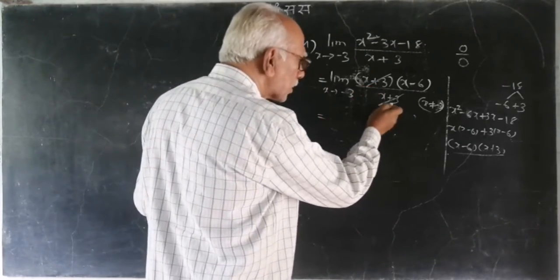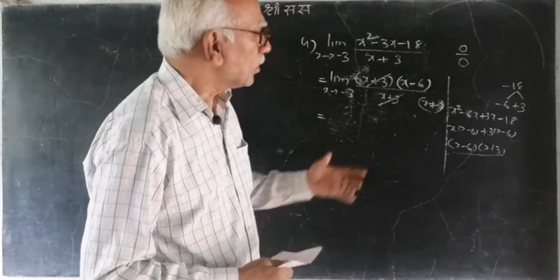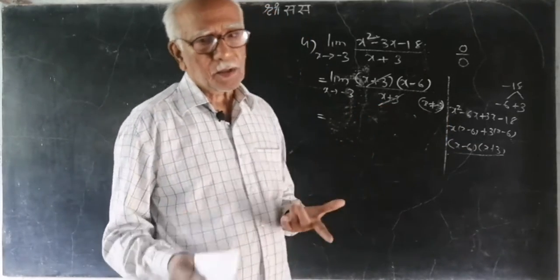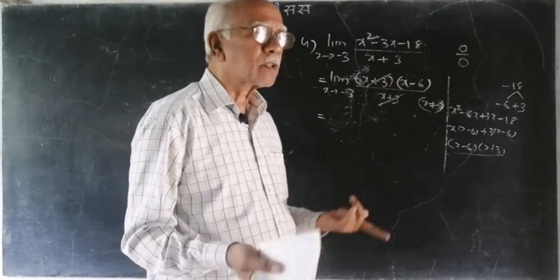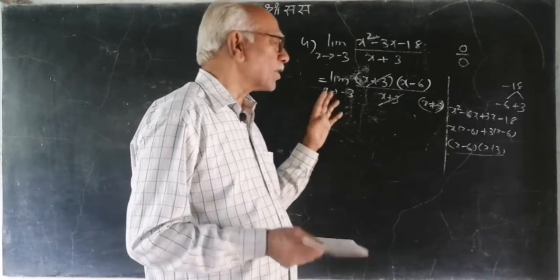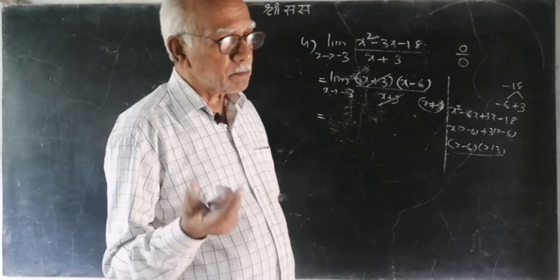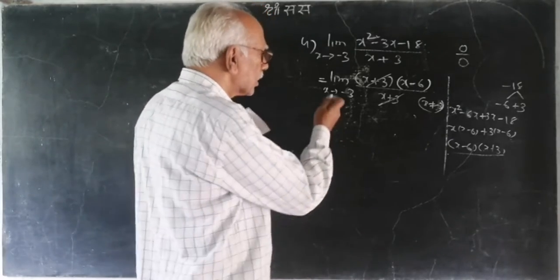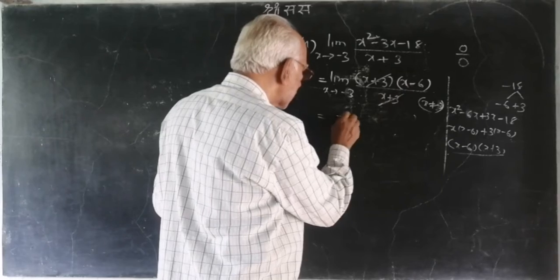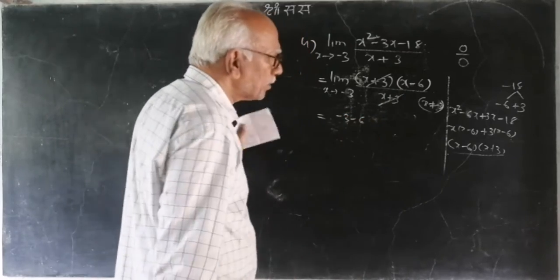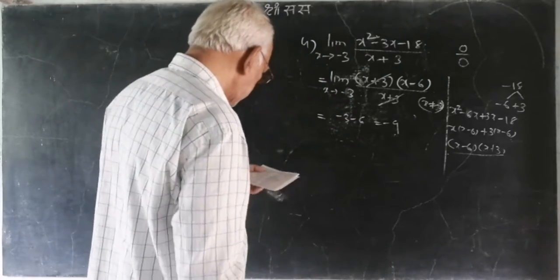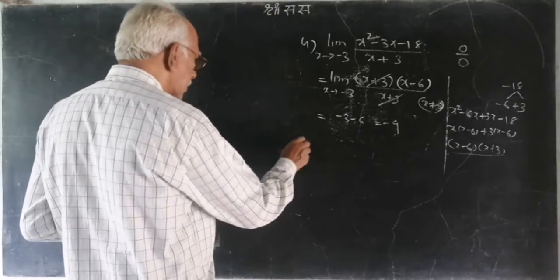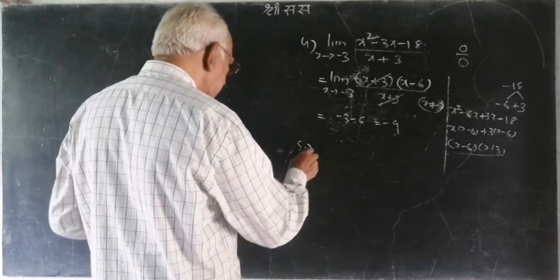Now the point of discontinuity is removed and the function becomes continuous, and if the function is continuous, then limit of f(x) as x tends to a is equal to f(a). So now we forget that x tends to minus 3, and we come to the f(a) part. In place of x, if you substitute minus 3, it will be minus 3 minus 6, and what will that value be? Minus 9. Now we can move to one more factorization.